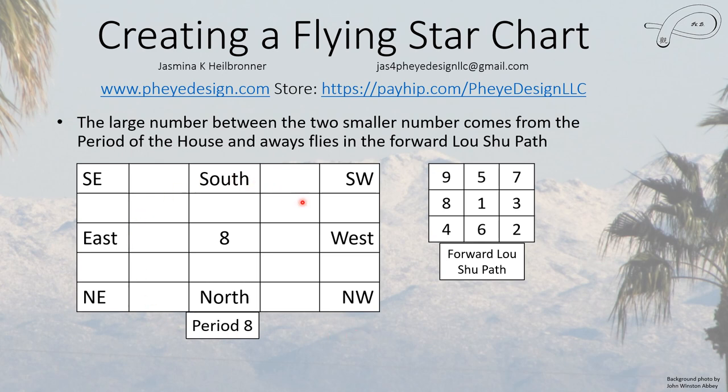So there will be three numbers in each of these sectors of a flying star chart. And the biggest number here is associated with the house period. And it's that the period of the house, whatever that period is, the number that gets placed here in the center. And this one will always fly in the forward Loshu path. So I'm showing you the forward Loshu path here.